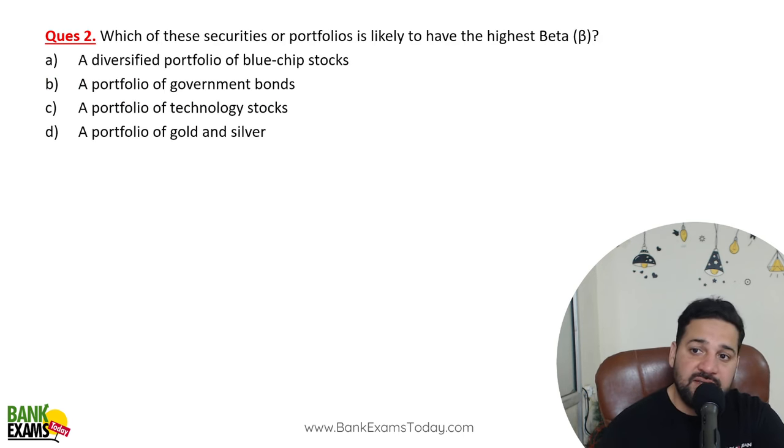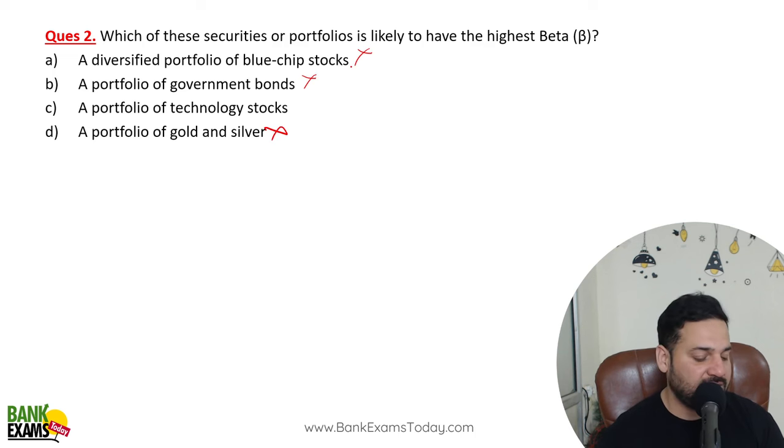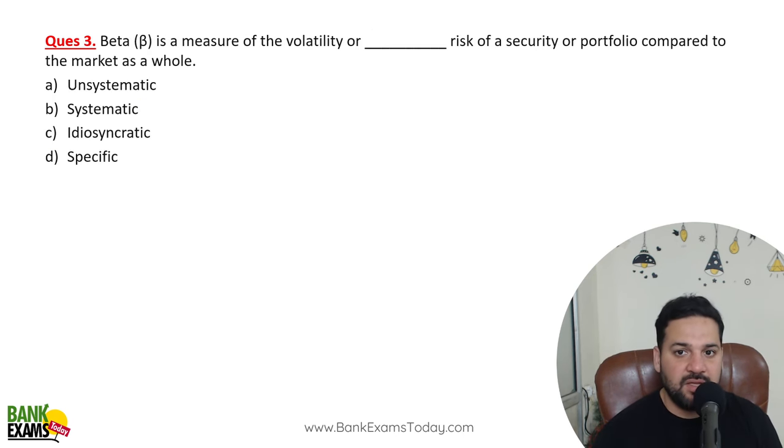Which of these securities is likely to have the highest beta? Government bonds, gold and silver, obviously the blue chip stocks, they are not the highest beta categories. Technology stocks, most of the times it's the highest beta category. Beta is a measure of volatility or systematic risk of a security or portfolio compared to the market as a whole. Very important question. Okay.